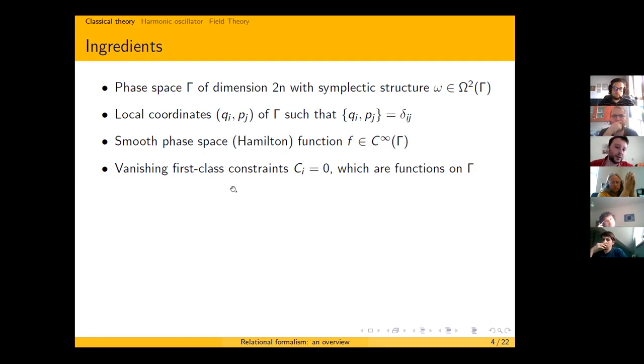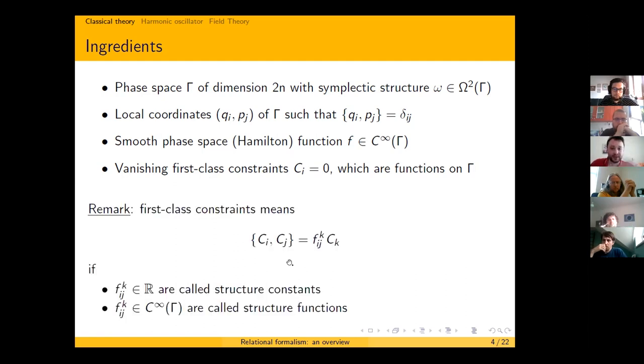And we have also some vanishing constraints for I that can run from 0 up to 2n, for example, which define submanifolds in the phase space. Namely, they reduce the degrees of freedom, and they are first class. I remind you that first class means that if we take the Poisson bracket between these constraints, then the result will be a linear combination where f can be either just constants, called structure constants, or structure functions if they are functions on the phase space.